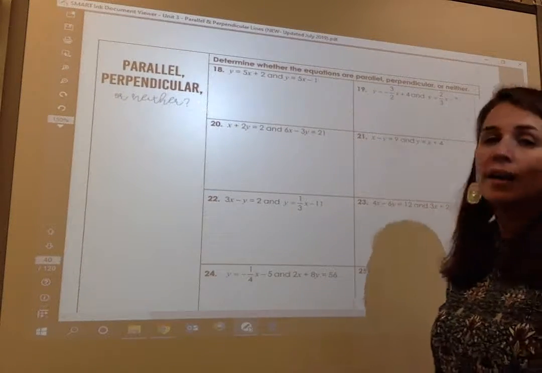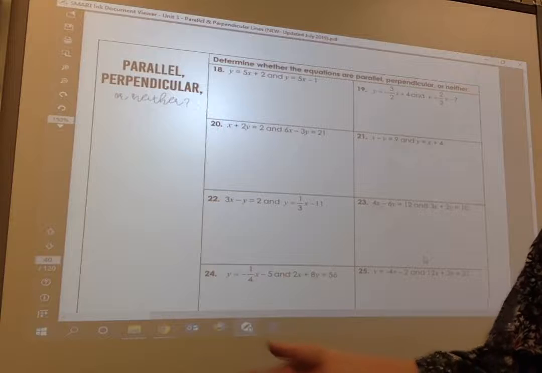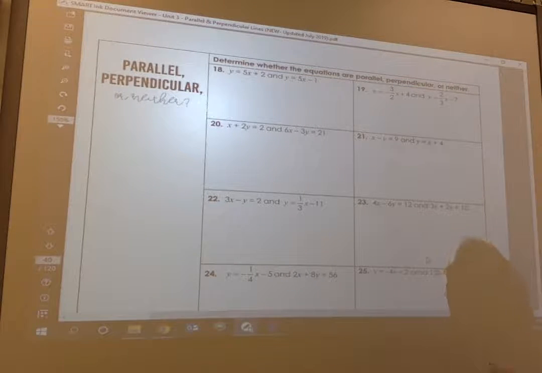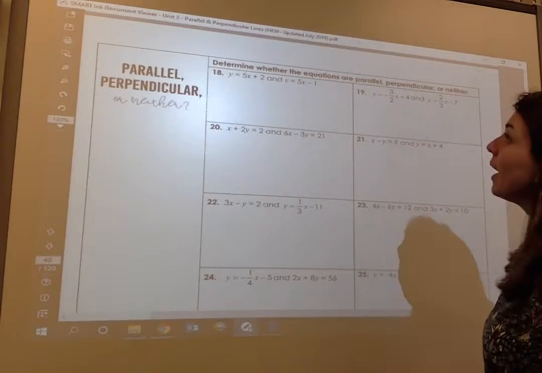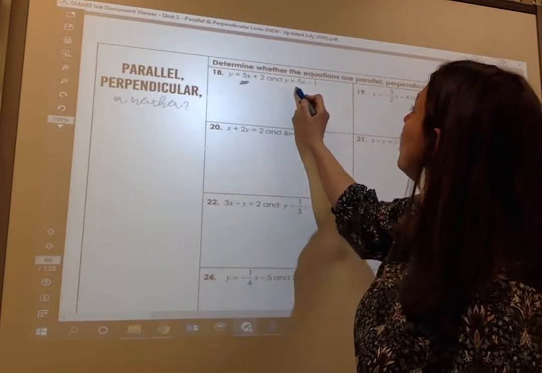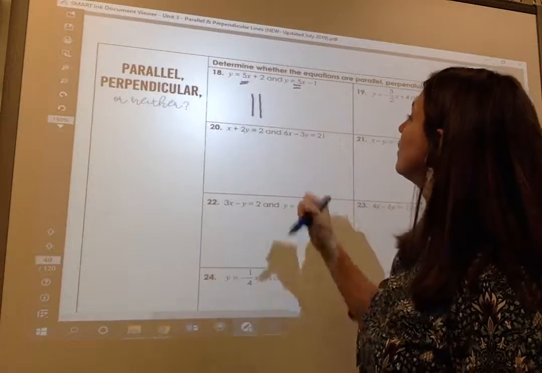All right, so now when we look at these lines, the whole purpose of this is for me to decide: are my lines parallel, perpendicular, or neither? So I'm going to go down this column, and I'm just going to look at my slopes. All I'm doing is looking at my slopes. 5 and 5, same, parallel.